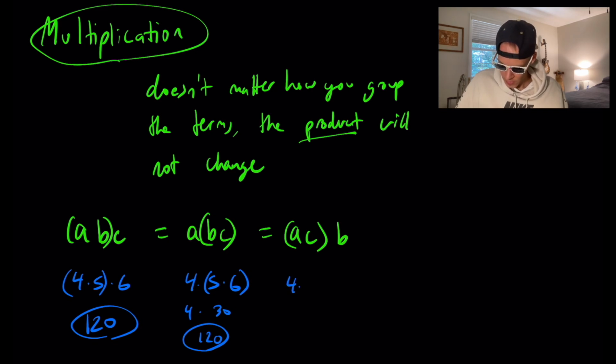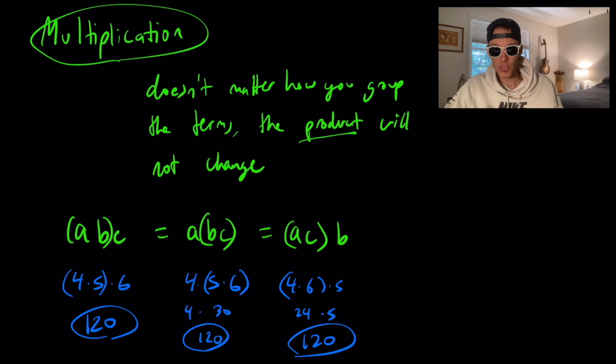And then we'll do 4 times 6 times, not C, times 5. But we'll do 4 times 6 first. That's going to be 24 times 5. 24 times 5 is also going to be 120. So to recap, the associative property of addition and multiplication basically says you can group the numbers or terms in whatever way that you like. As long as you do your multiplication and addition correctly, you'll get the same answer no matter the grouping.